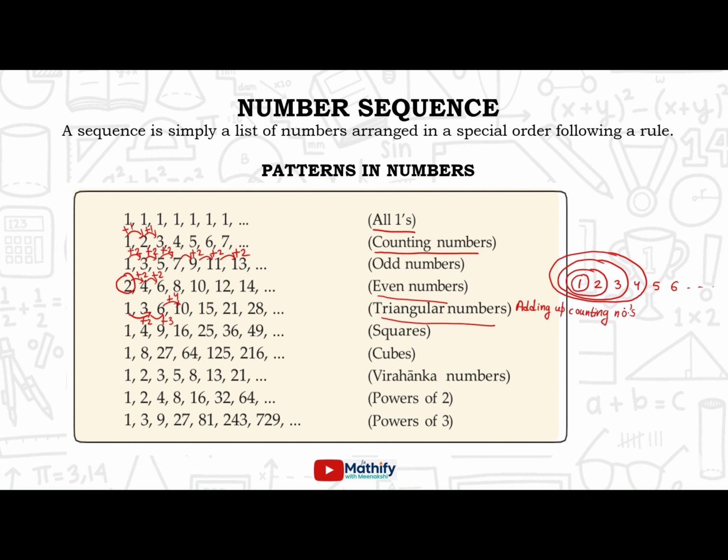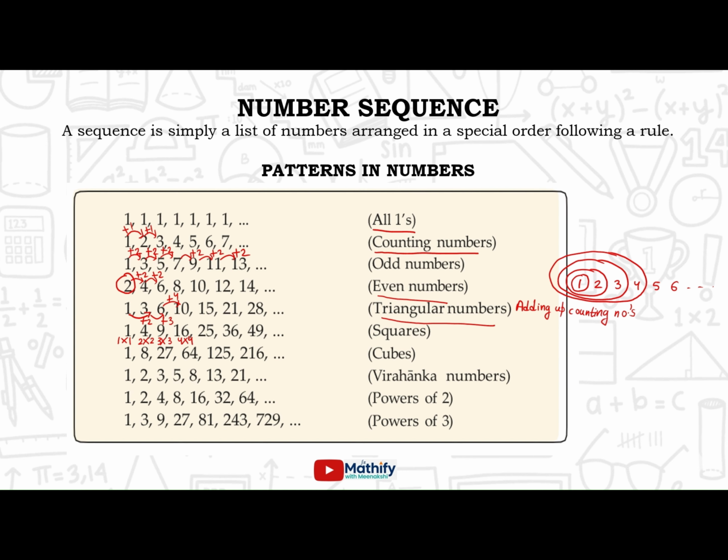Okay, let's move to the next sequence: 1, 4, 9, 16, 25, 36, 49. What is special about this sequence? If you observe carefully, here is how we get 1: 1 into 1. For 4, 2 into 2. For 9, 3 into 3. For 16, 4 into 4.